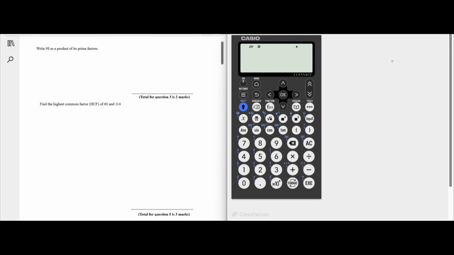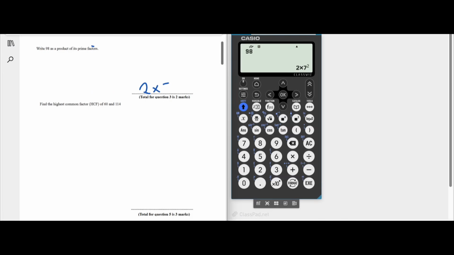The first one, write 98 as a product of its prime factors. So on the calculator, you will need the Casio ClassWiz. You literally type in the number 98, press enter or equals, and then you go to format, which is the bottom here. Use the down arrows, click enter. There it is, your number written as a product of its prime factors. You do not need to show any working out.